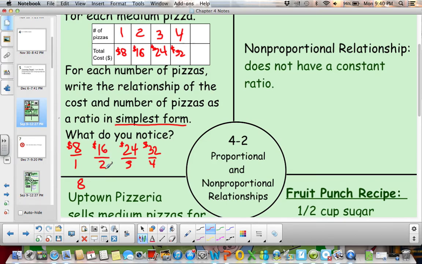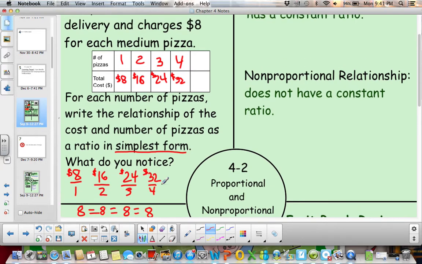16 over 2, or 16 divided by 2, is 8. 24 divided by 3 is 8. 32 divided by 4 is 8. And back to unit rate again, we're basically finding out if we get 2 pizzas for $16, we figured out that each pizza is $8. So we know that 8 equals 8 equals 8 equals 8.